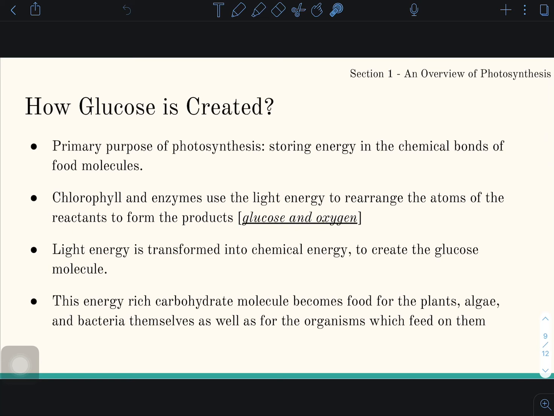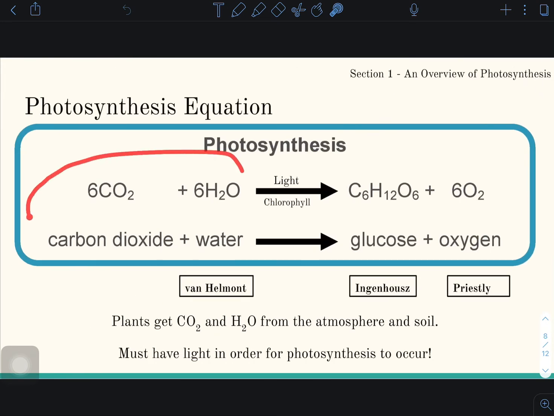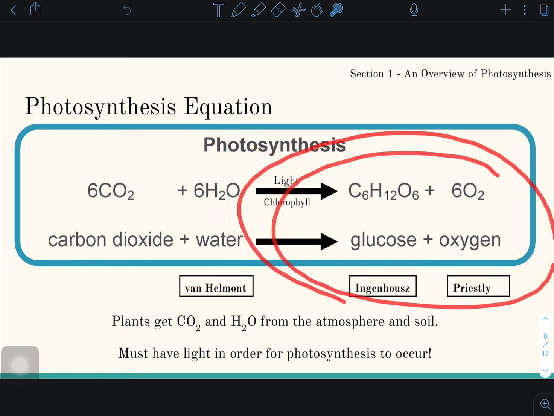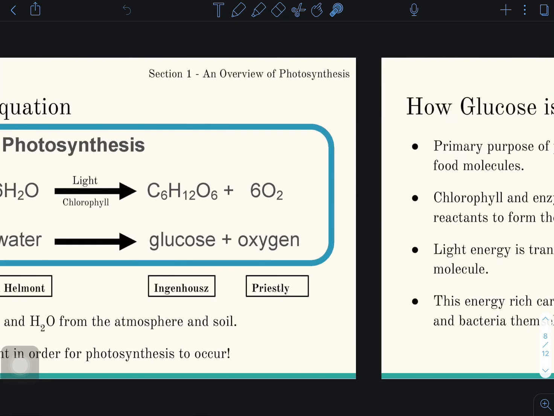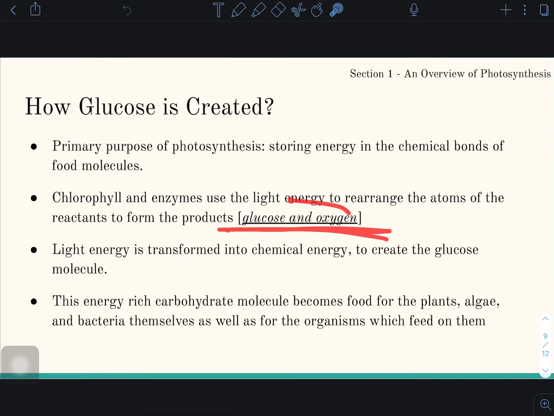Okay, so the reactants and the products. What do we need? The reactants, remember, are the things that go in. So these are the reactants, carbon dioxide and water, and these are the products. What is given off, what is produced, is glucose and oxygen. So glucose and oxygen are the products of photosynthesis. Light energy is transferred into chemical energy to create this glucose molecule. It's a transforming of energy.